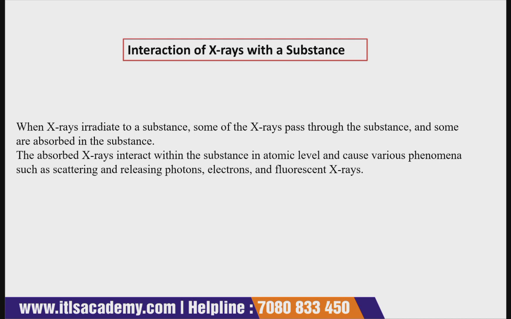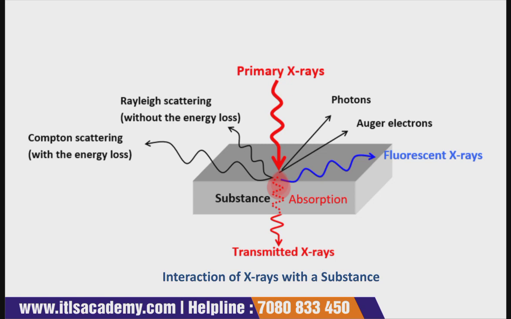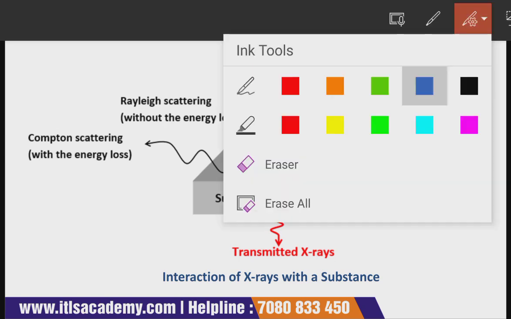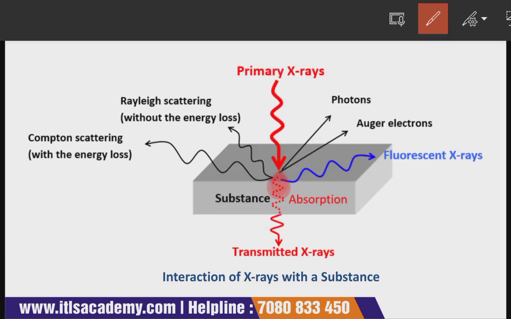So after the interaction of X-rays with the substances at an atomic level, they cause various phenomena, for example scattering and releasing of photons, electrons and fluorescent X-rays. Okay, so this is how the interaction of X-rays takes place. Let us understand with the help of the figure. So this is the interaction of X-rays with the substances.